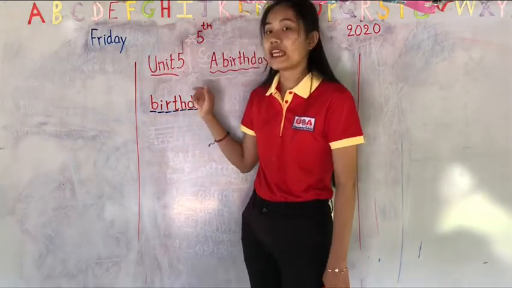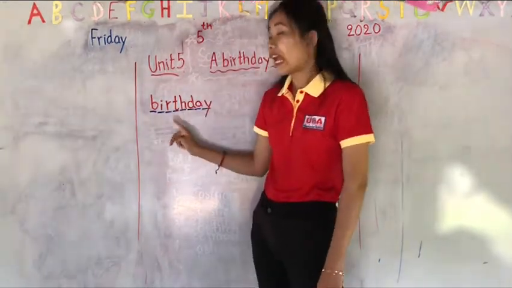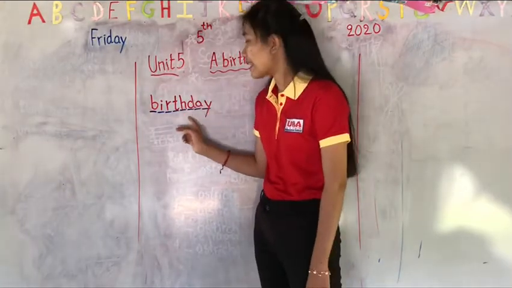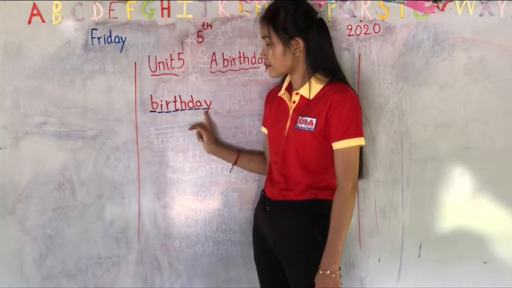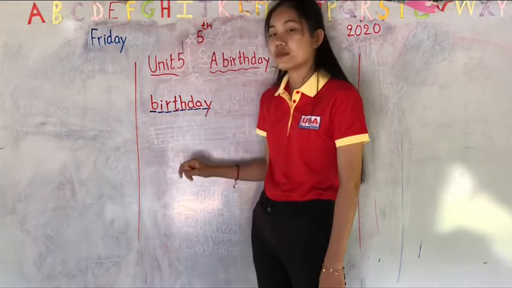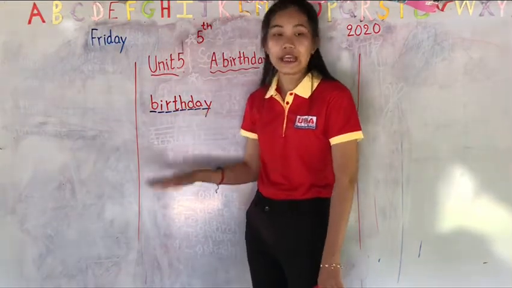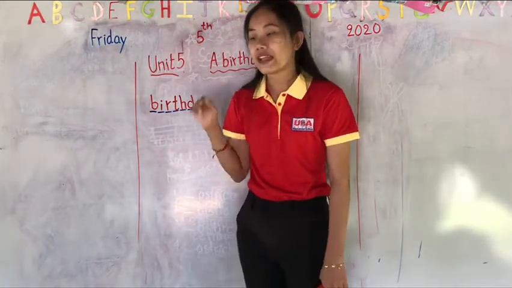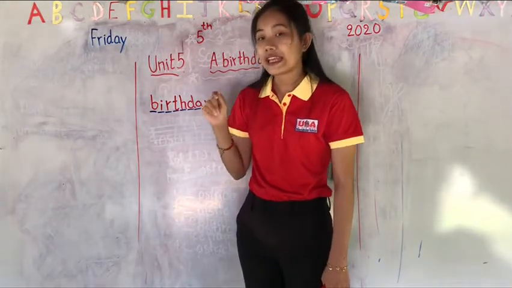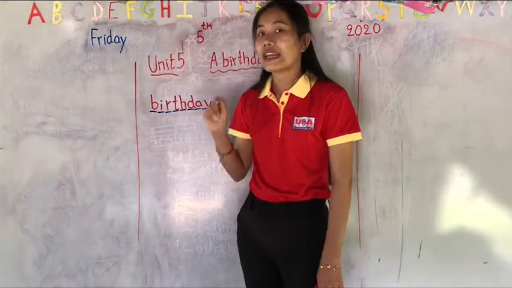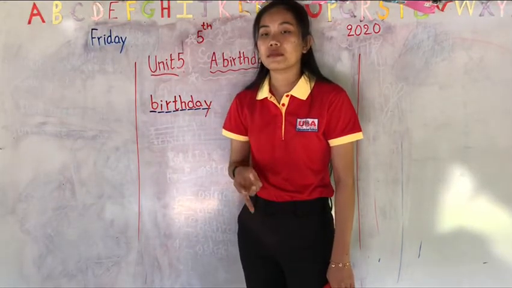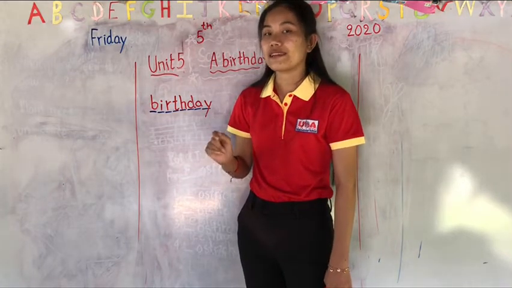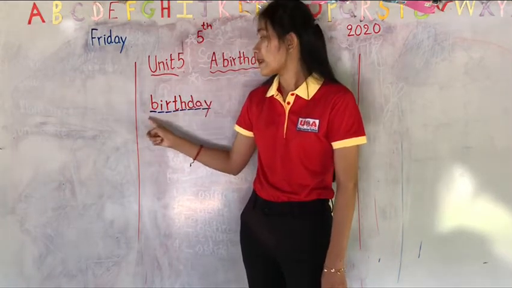T H, T H, T H. B I R, T H. D A Y, D A Y, D A Y. Now I take B I R T H, you take D A Y. B I R T H. D A Y. Again, now one letter at a time. B, I, R, T, H. D, A, Y. Again, birthday spell.